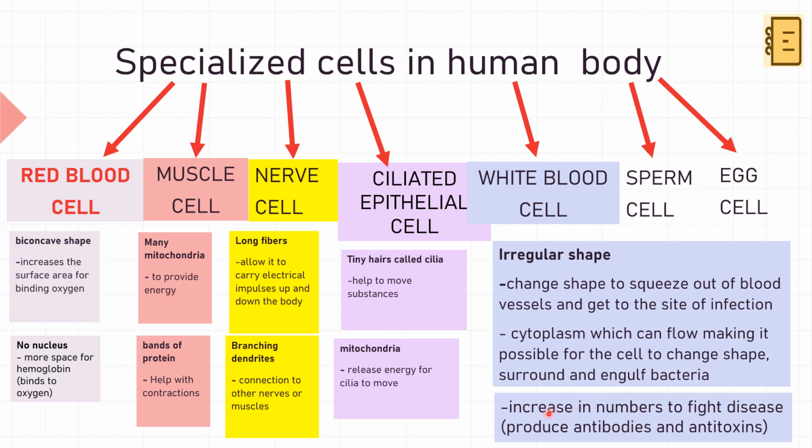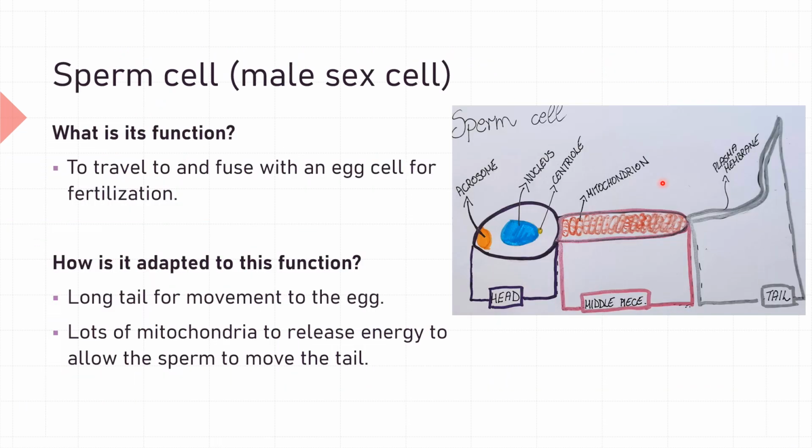And what is also important, they increase in number to fight diseases. Like I mentioned, if you are sick, your body will produce more of these white blood cells, and some of the blood cells will produce antibodies or antitoxins, which will help to defend your body. If someone takes your blood sample, they will be able to see that the concentration of white blood cells is really high if you have some kind of infection. Then the next one, we will talk about the sperm cell.